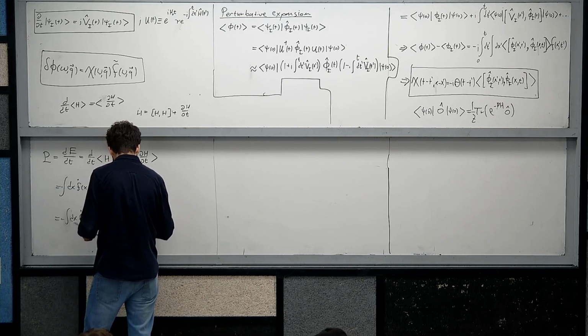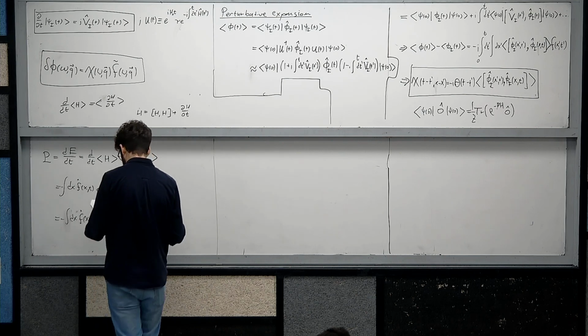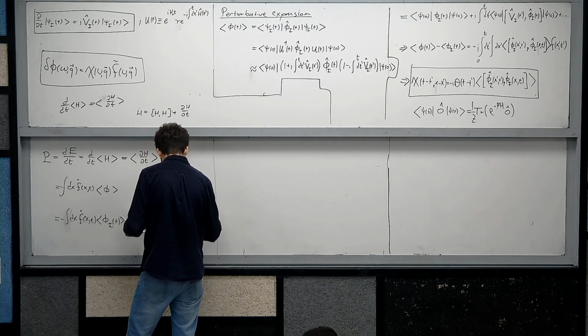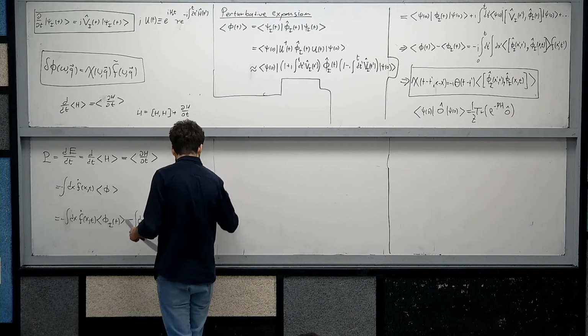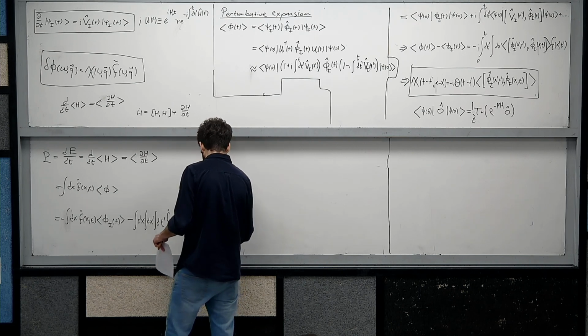minus the integral dx, the integral dx prime, the integral dt prime of f dot of x,t times chi of x minus x prime, t minus t prime, times f of x prime and t prime.